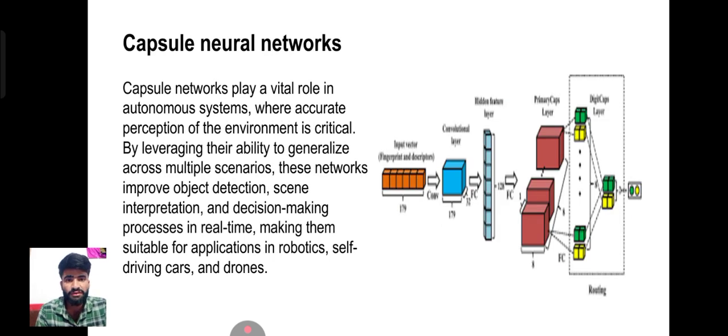Capsule neural networks play a vital role in autonomous systems where accurate perception of the environment is crucial. By leveraging their ability to generalize across multiple scenarios, these networks improve object detection, scene interpretation, and decision-making processes in real time, making them suitable for applications in robotics, self-driving cars, and drones.